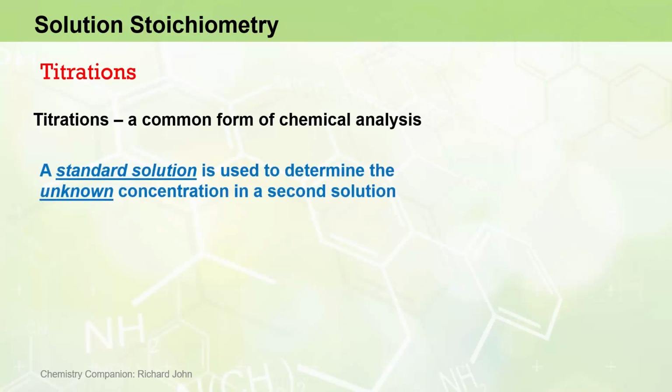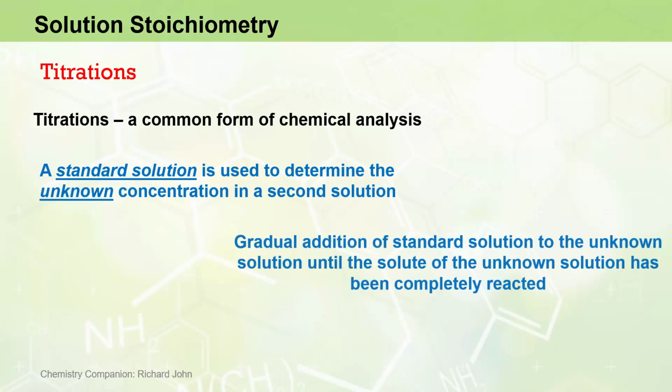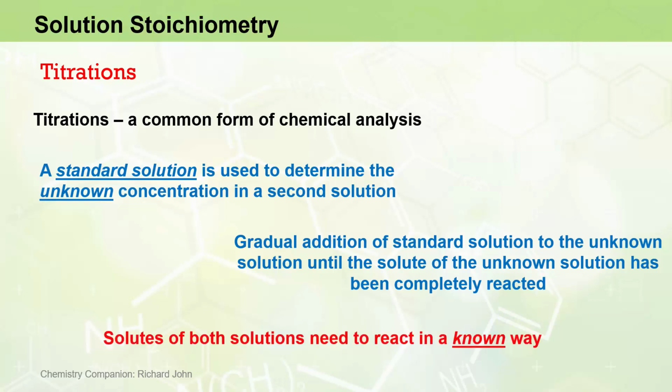In a titration, a standard solution is used to determine the unknown concentration of a solute in a second solution. And, just to recall, a standard solution is a solution where we accurately know the concentration of the solute. Titrations involve the gradual addition of the standard solution to the unknown solution until all of the reactant in the unknown solution has been completely reacted. It's important to note that the solute reactants of both solutions need to react in a known and predictable way.